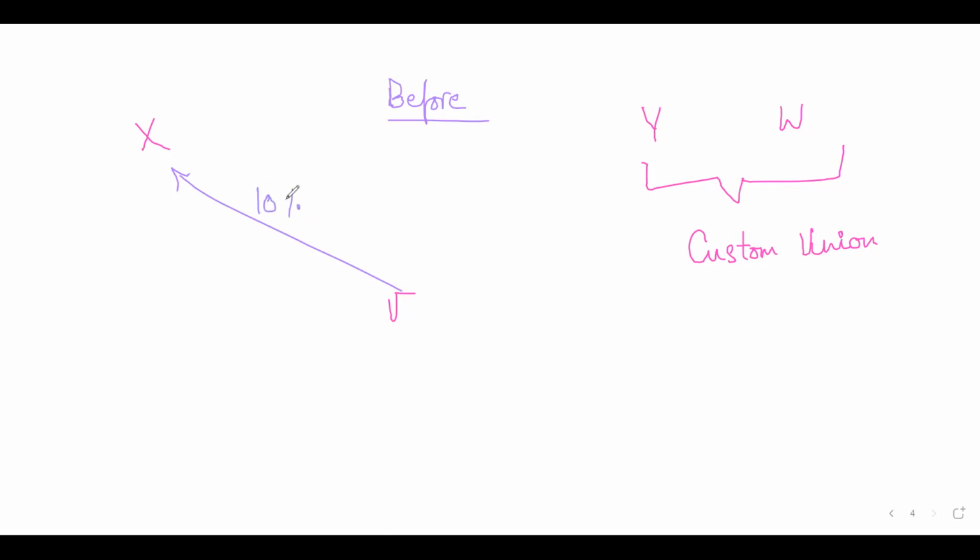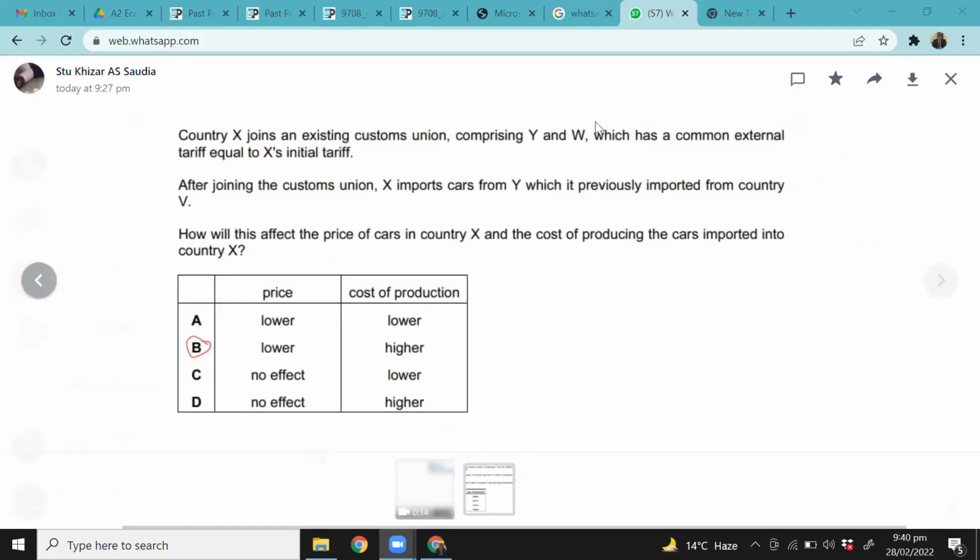Students, are you following me? How do I know this? Have a look at this. Let's look at the wording one more time. It says which has a common external tariff equal to X initial tariff. So this means this is the tariff that X has imposed on other countries. Be very careful with the wording, students.